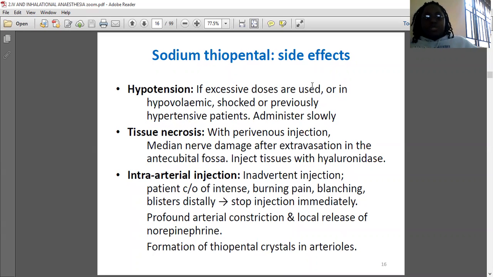Hypotension occurs if excessive doses are used, or in hypovolemic, shocked or previously hypertensive patients, so you administer slowly. Tissue necrosis can occur with perivenous injection, and median nerve damage after extravasation in the antecubital fossa. Infiltrate the tissues with hyaluronidase if you're experiencing damage like tissue necrosis. Then intra-arterial injection, inadvertent injection.